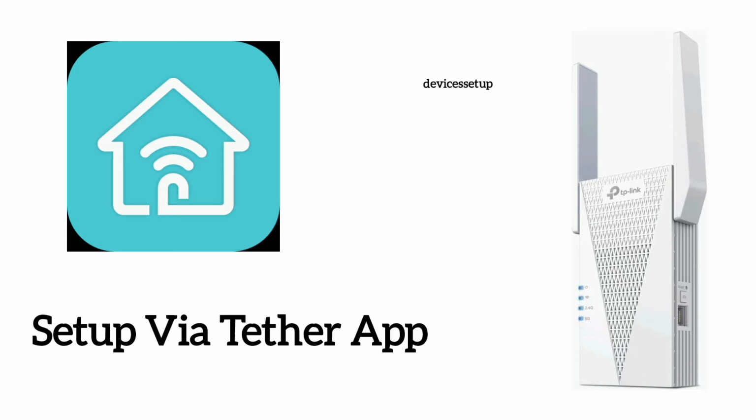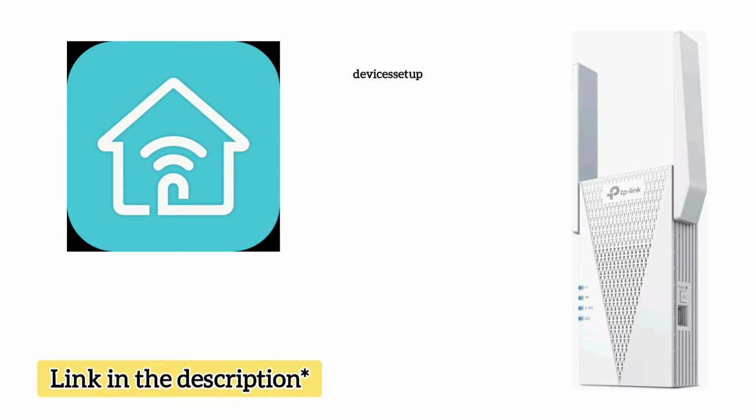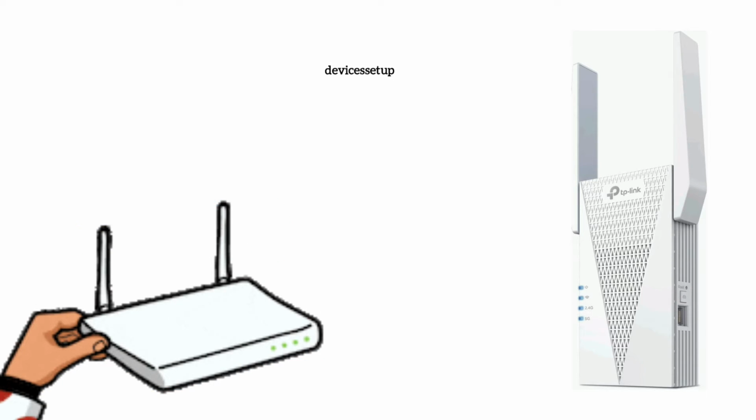Now let's learn the second method, that is set up via the Tether app. For this, first you will need to download the Tether app for your Android or iOS device. The link to download the app is given in the description. Make sure your extender is plugged into a power source and has a solid power LED.